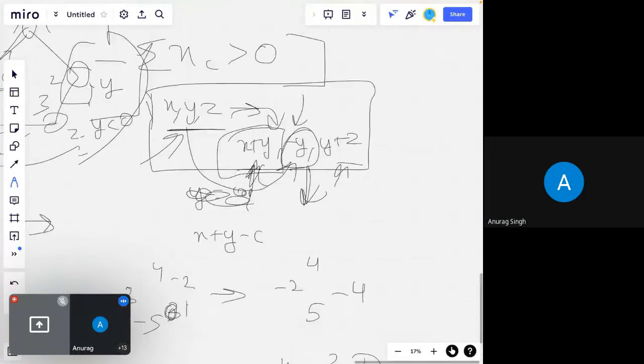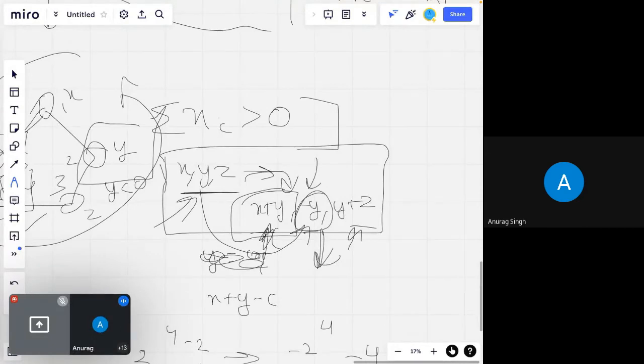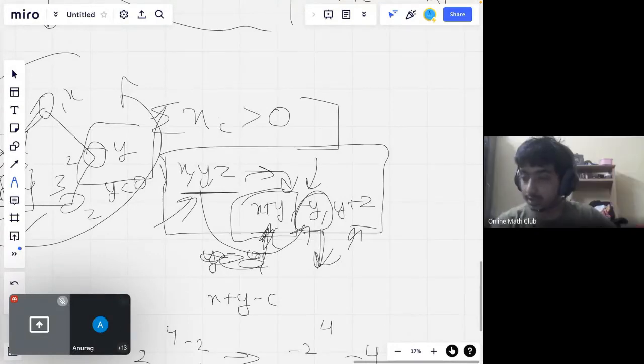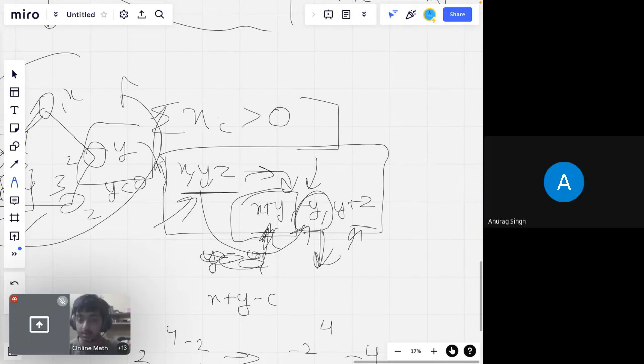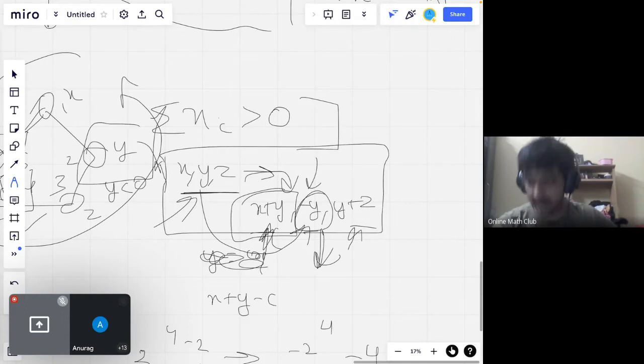Oh, so we are considering cyclicity too. No, we can only do this process if y is negative. You're saying that x, y, z are adjacent to each other, like consecutive a1, a2, a3. Yes, x, y, z are adjacent and y is negative. Okay, then you can do this.